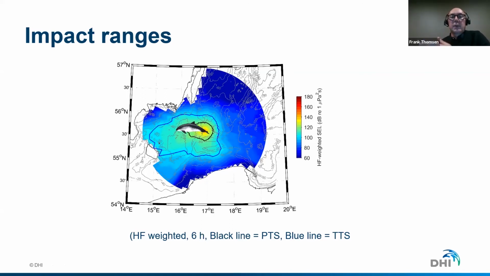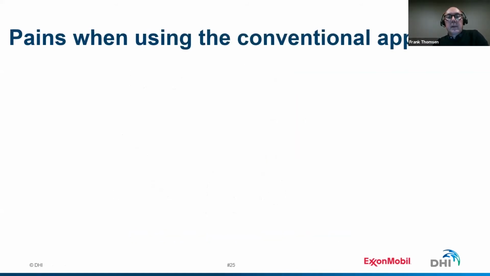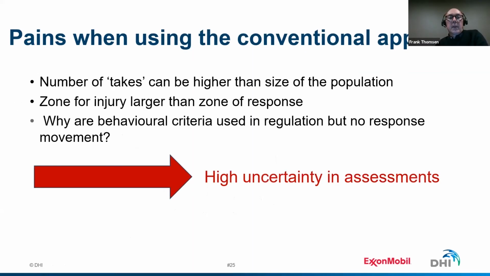The receivers are treated as static. And we know that porpoises and other marine life are actually moving all the time. And they move in response to environmental variables, but they also move in response to underwater sound exposure. And this is why we think there are pains when using these conventional approaches. And there are manifold pains.